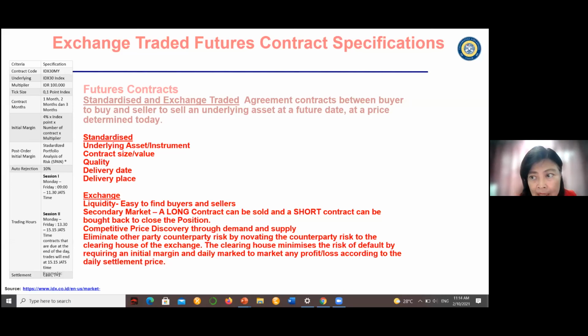So then you decide the contract size and value. In this example, the multiplier is Indonesian rupiah 100,000, correct. So the contract value is the IDX 30, which is about 468 times 100,000 Indonesian rupiah. That is the contract size.